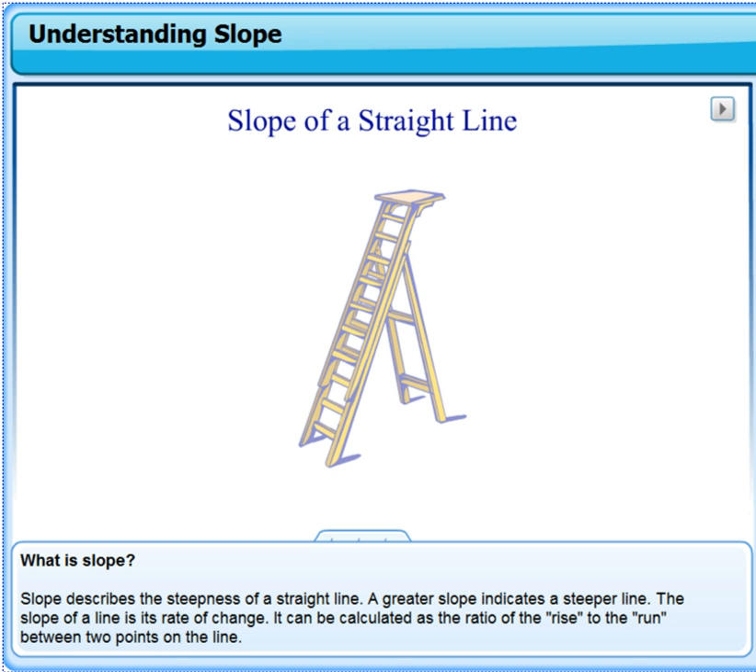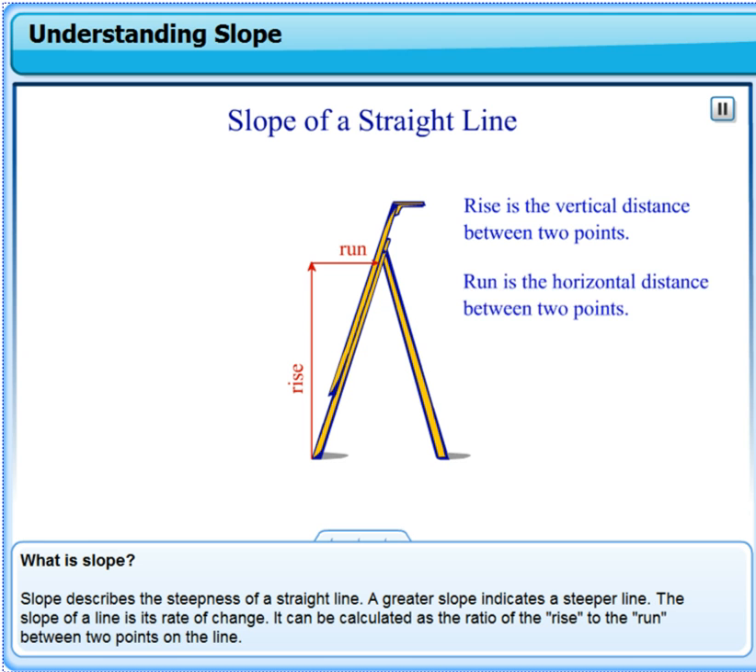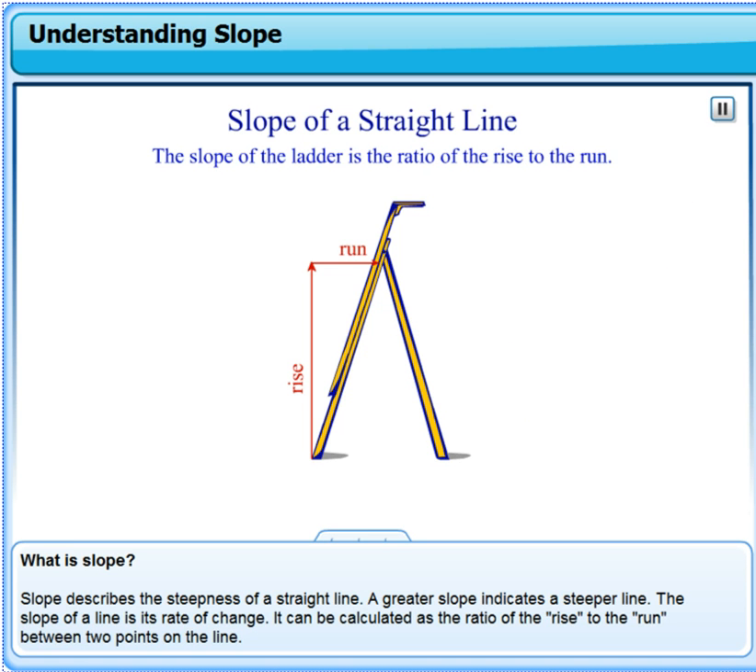Now looking at the picture on the frame, I see it's a ladder. It's definitely not straight, but I know it has a slope. Now let's see how to calculate the slope of this ladder. The ladder has a rise and a run, right? Rise is the vertical distance, run is the horizontal distance. So the slope of the ladder simply describes the steepness of the ladder.